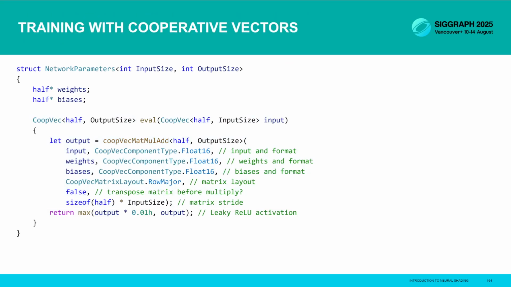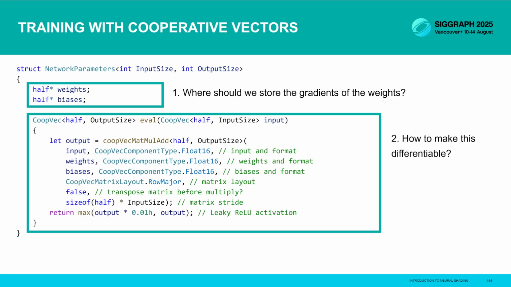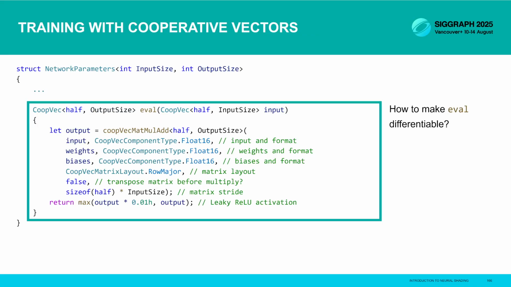The nice thing about cooperative vectors is that they can also be used to speed up training neural networks. To implement training, we need to address two issues. One, we need a place to store the gradients of weights and biases. And two, we need to make this eval method differentiable so it can be integrated with the remaining code through autodiff. The solution to the first issue is easy. We just add additional fields to point to the memory location that we can write the gradients to. Making the eval function differentiable is a little more involved.